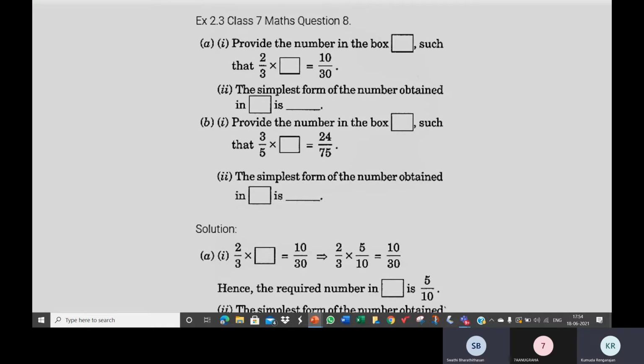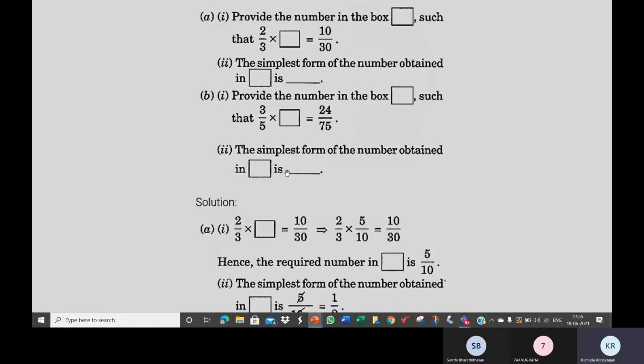Okay, now children, recall multiplication. How do you multiply? We multiply the numerators, we multiply the denominators. So girls, tell me what's the required fraction here? Ma'am, 8 by 15. We should multiply the numerator by 8 and the denominator by 15. So the required fraction is 8 by 15.